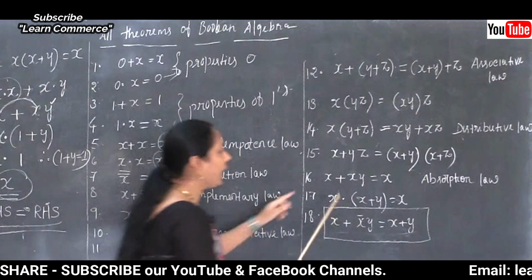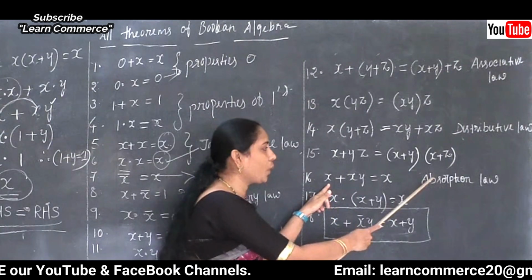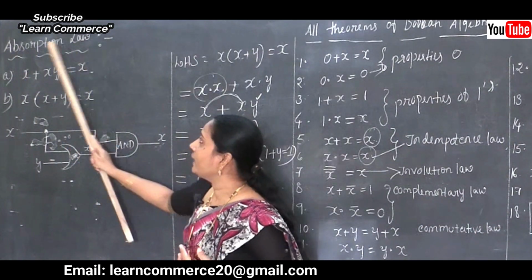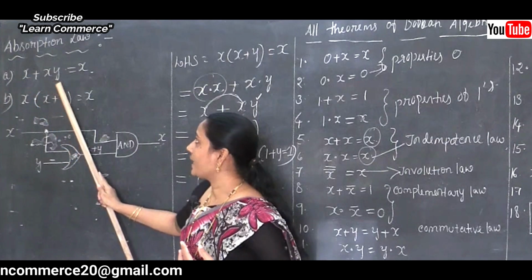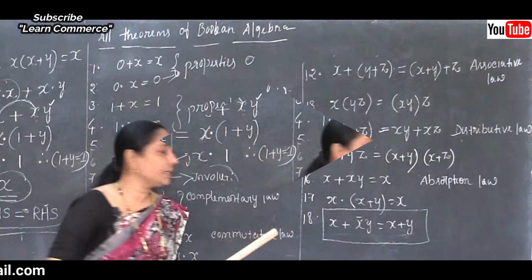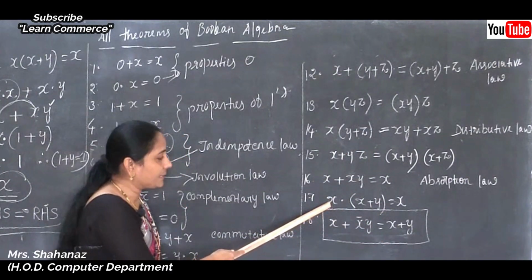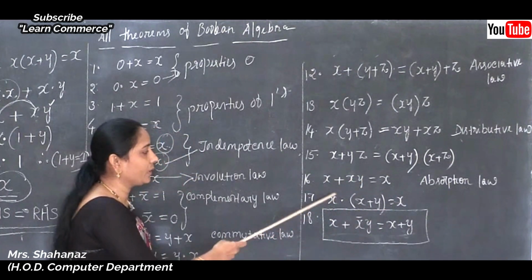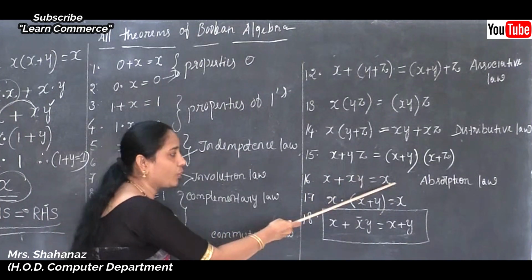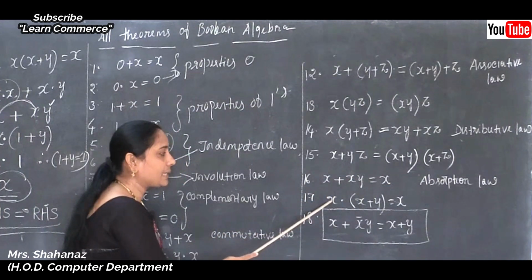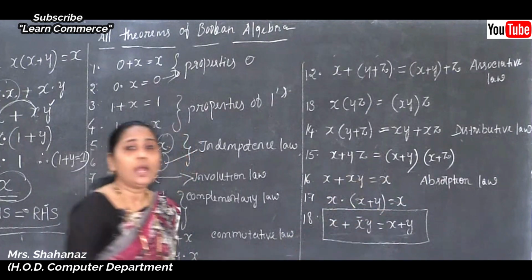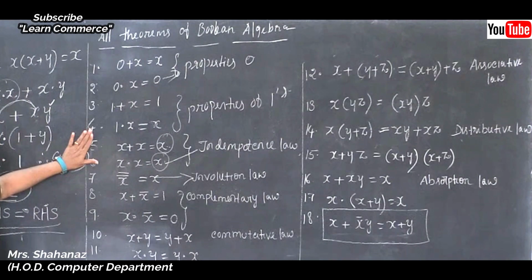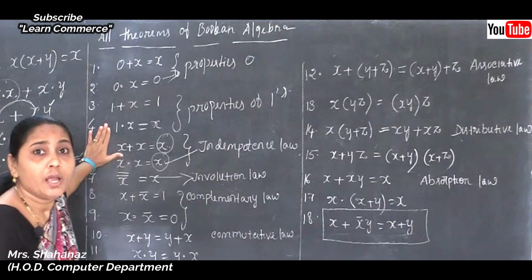Clear this point here? Next is the absorption law. This law states that x plus xy is equal to x. The same thing: x and (x plus y) is equal to x. Then x plus xy is equal to x, and x and (x plus y) is equal to x here. Clear this point here? So all these theorems are called the Boolean algebra theorems.